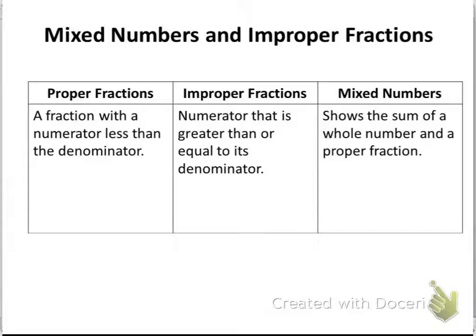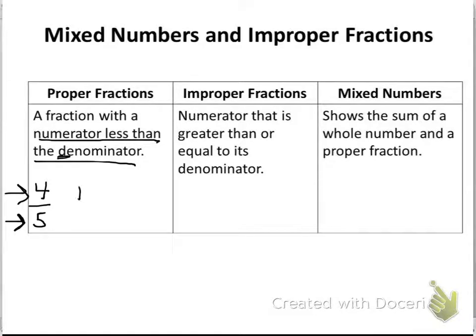Alright, proper fractions. Please write this down on your guided note. Proper fractions are fractions with a numerator that is less than the denominator. I'm going to write down a few examples. We have 4/5, because our numerator, which is the number on the top, is smaller than our denominator, which, remember, denominator starts with the D for down, so that's the 5.